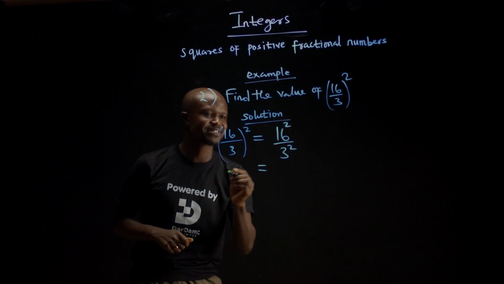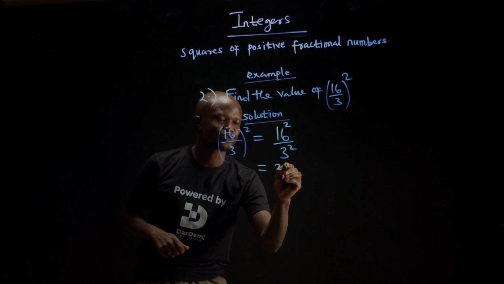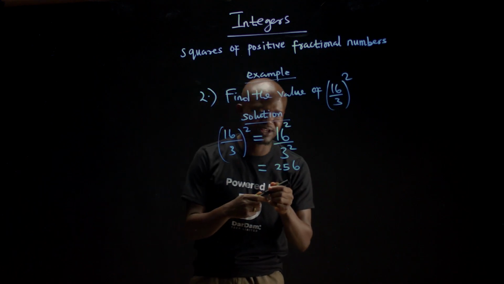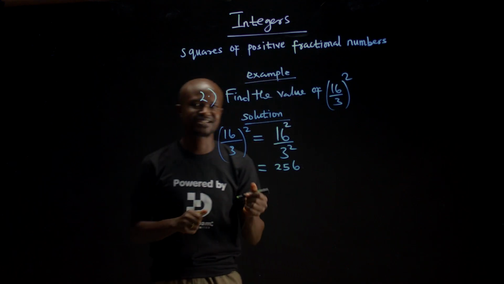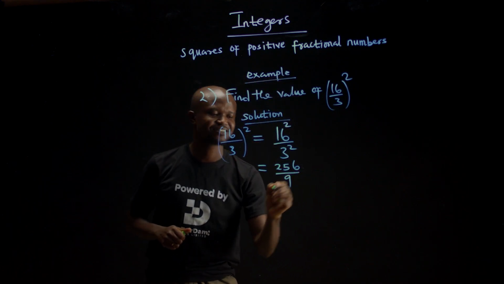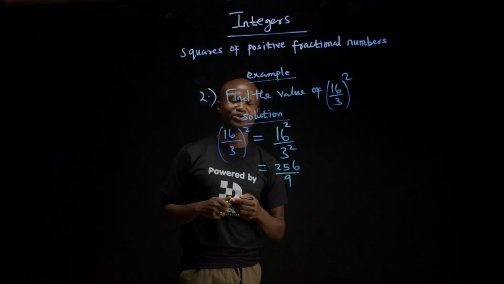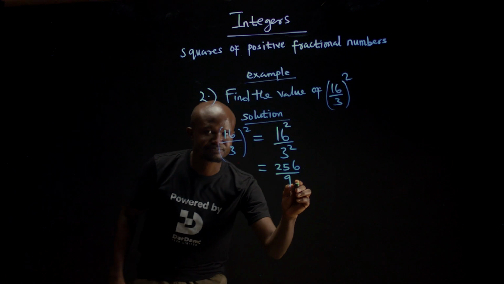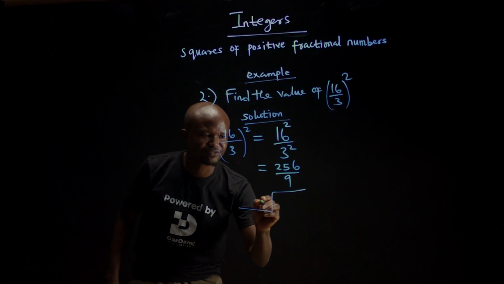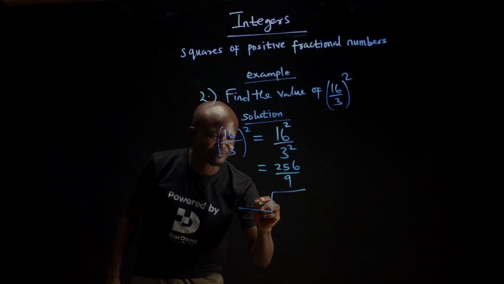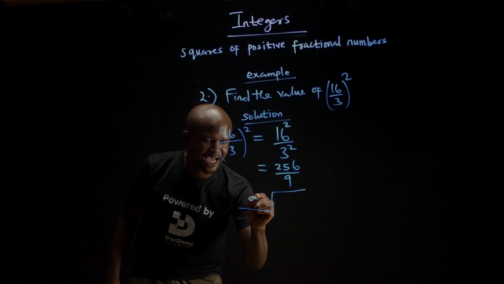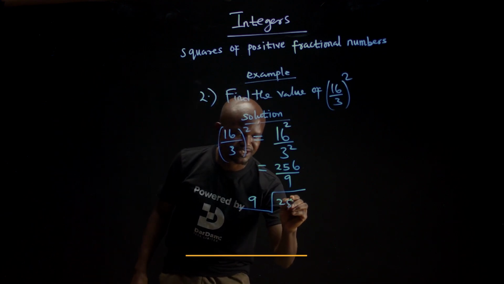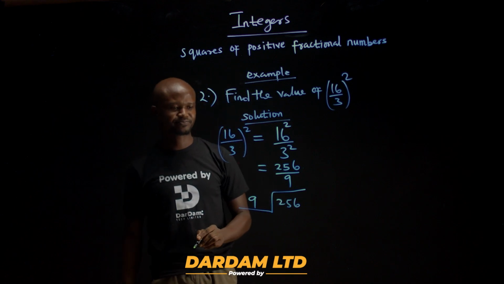16 square means 16 times 16, and that is 256. And 3 square means what? 3 times 3, that is 9. So in this case, we are going to use long division to do this. Using long division, we have 9, which is the divisor, and the dividend, which is 256.